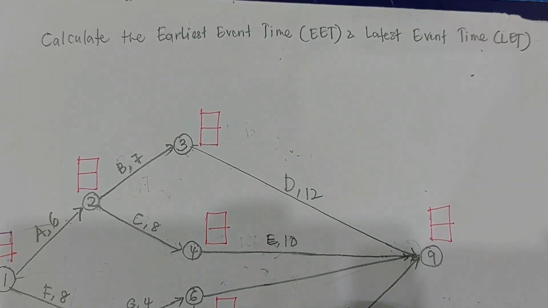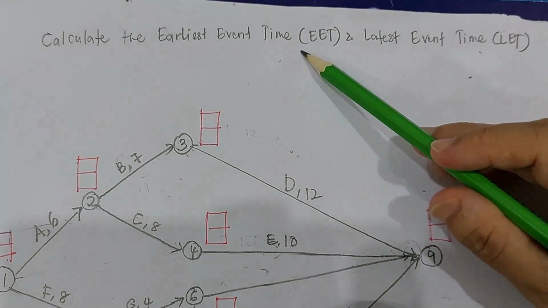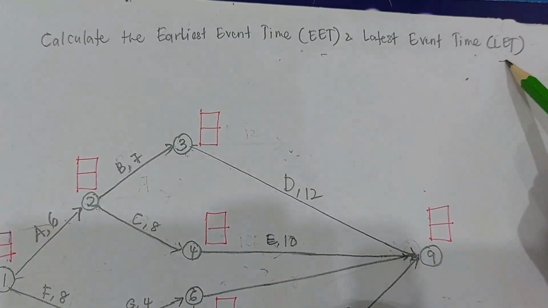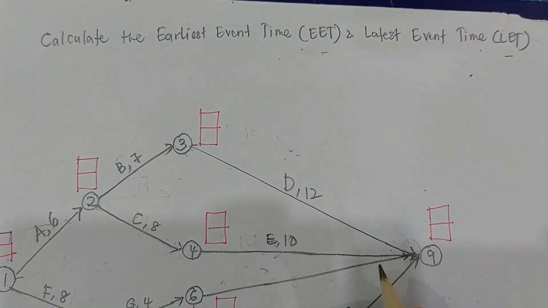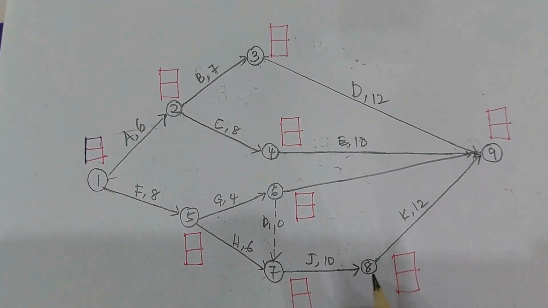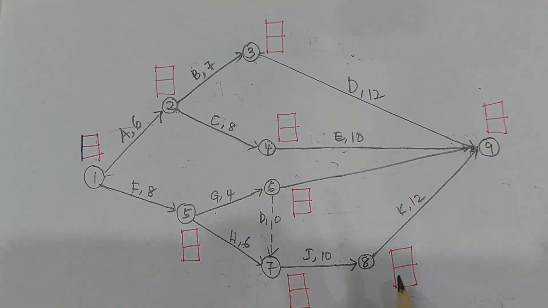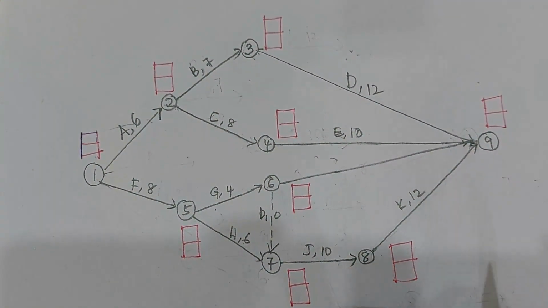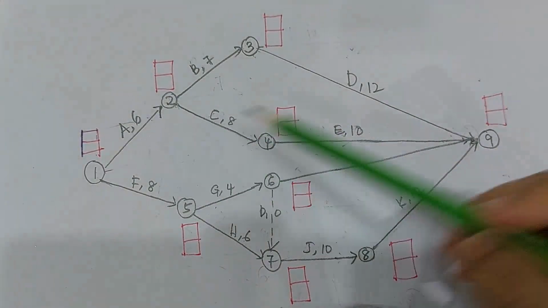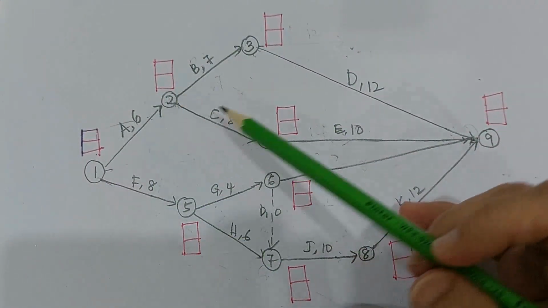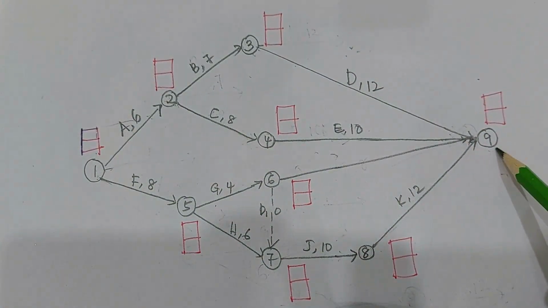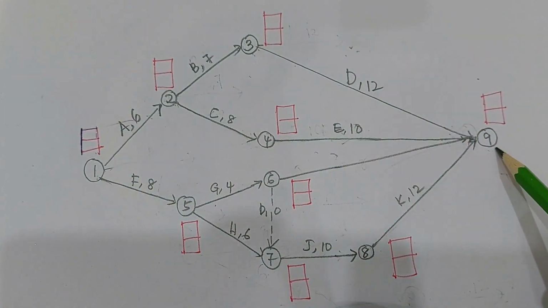The next thing to do is to calculate the earliest event time and also the latest event time. Okay, the EET and also LET. For this purpose, what we are going to do is to calculate the EET and LET for every event, because the thing that we need to do is to calculate the earliest event time and also latest event time. So event here refers to the numbering, to the numbers. We have number 1, 2, 3 until 9 over here. So we need to calculate the earliest event time and latest event time.